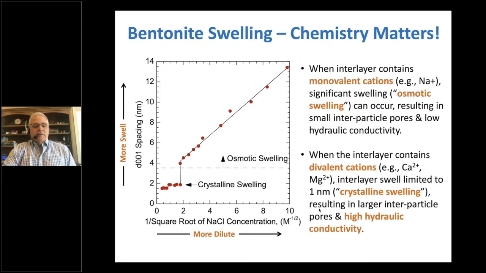There was early work done on this, which actually predates me many, many years, in the 1950s, by a clay chemist called Norrish, who studied the separation of the layers in bentonite and how it varied with the chemistry. I always like to go back to his graph because I think it really tells the story. This is an odd graph. That's that spacing I showed earlier, and we just think of that as more swell going up on the y-axis. But the x-axis is a little odd. This is the concentration of the hydrating solution, but it's an odd unit. It's 1 over the square root of the concentration of the solution.